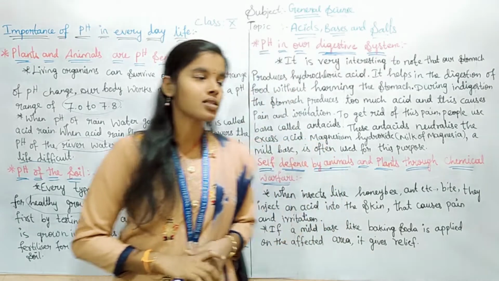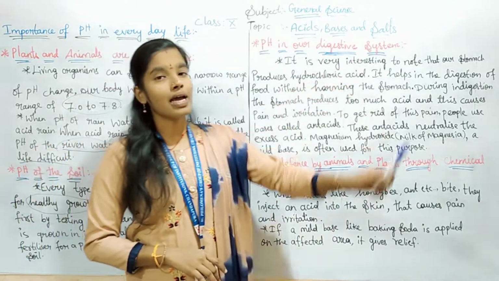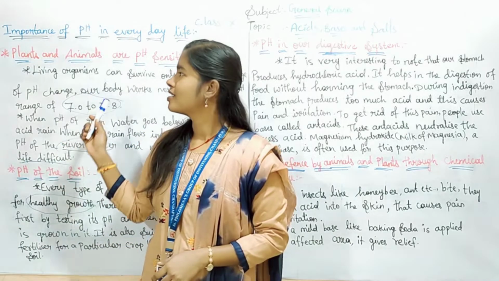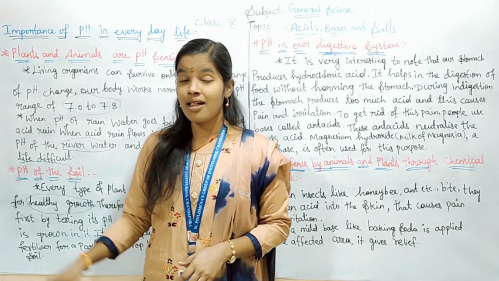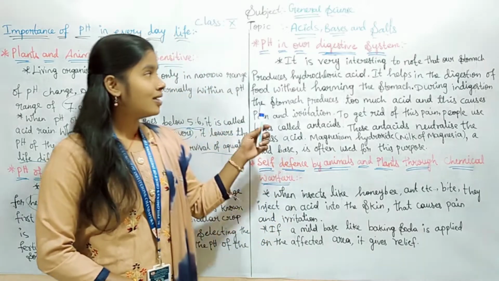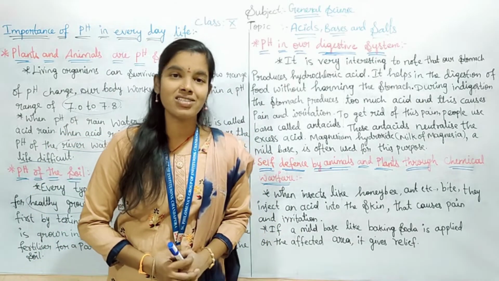And the next one is pH in our digestive system. So the first one is plants and animals are pH sensitive, the next one is pH of soil, and the next one is pH in our digestive system.